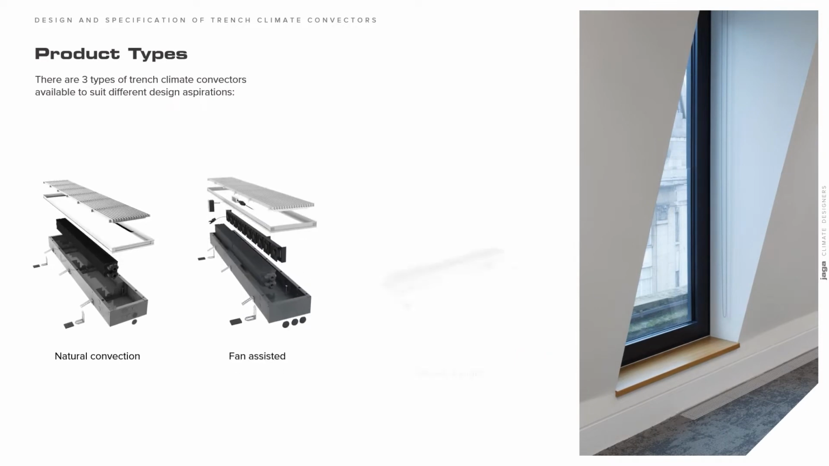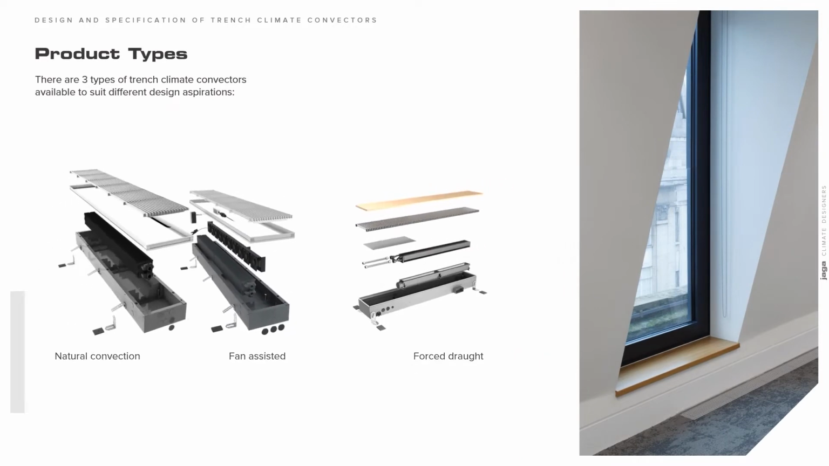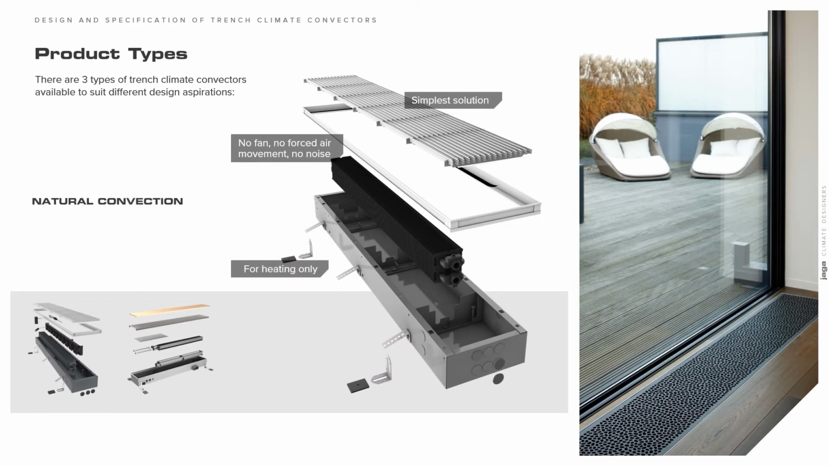There are 3 types of trench climate convectors available to suit different design aspirations: natural convection, fan-assisted, and forced draft. If you only need heating, then natural convection is the simplest solution. This means there's no fan, so no forced air movement and no noise. It purely relies on the hot water warming the air around the heat exchanger and creating natural air movement.